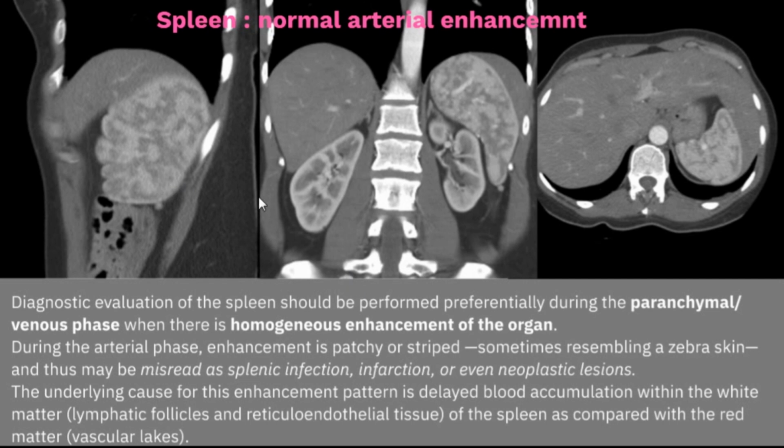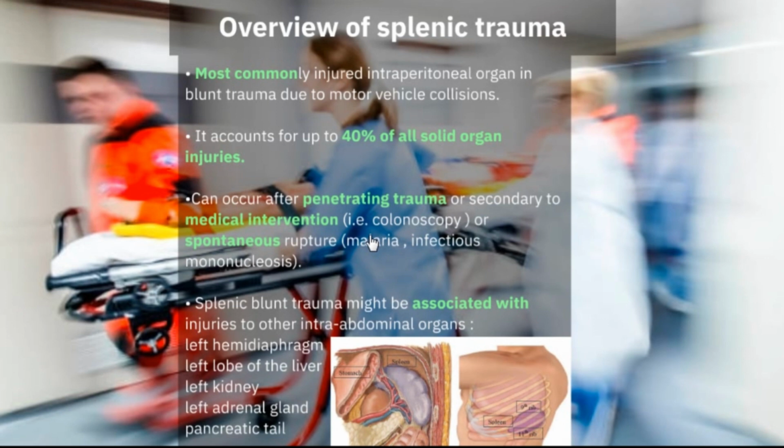Yes. So this is again a normal enhancement pattern, so be aware in order not to misinterpret it as if there was an infection or infarction. This is quite normal in the arterial phase, to see this inhomogeneous enhancement of the spleen. So let's go to our subject about splenic trauma. Of course, we said the second most common is the liver, and first to that was splenic trauma.